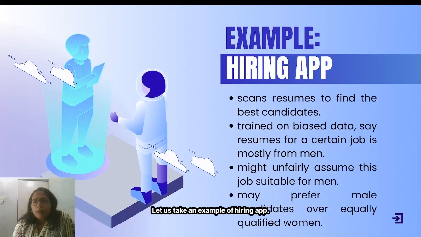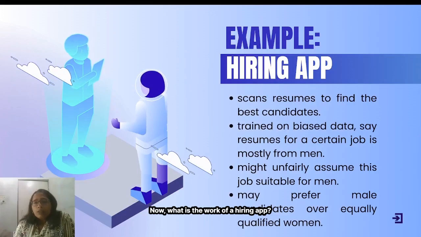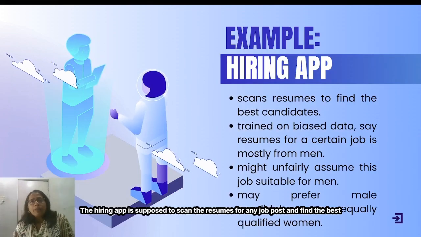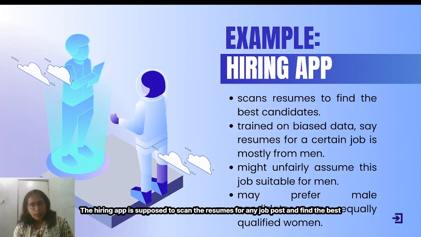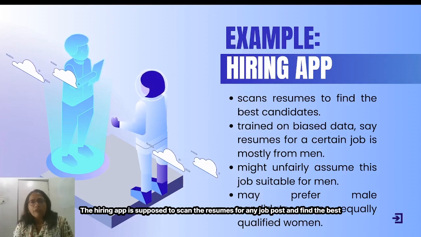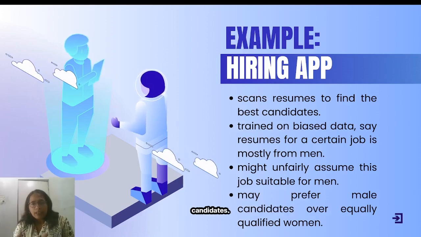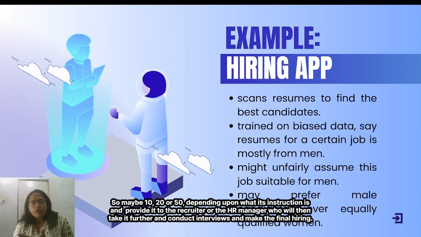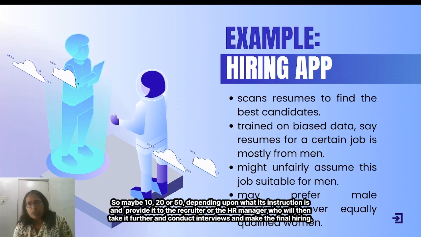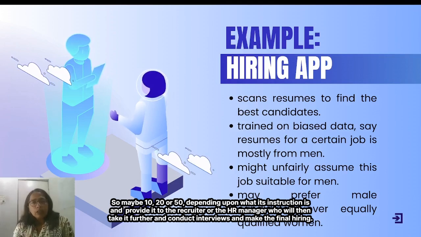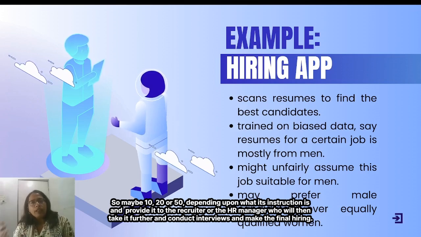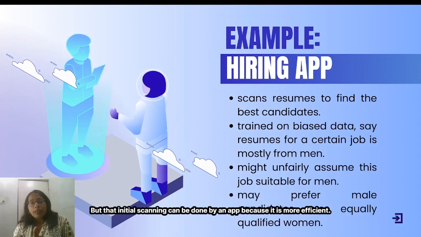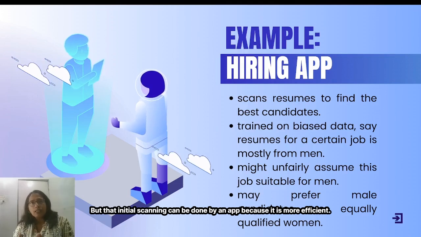Let us take an example of a hiring app. Now, what is the work of a hiring app? The hiring app is supposed to scan the resumes for any job post and find the best candidates, so maybe 10, 20 or 50 depending upon what its instruction is, and provide it to the recruiter or the HR manager, who will then take it further and conduct interviews and make the final hiring. But that initial scanning can be done by an app because it is more efficient.